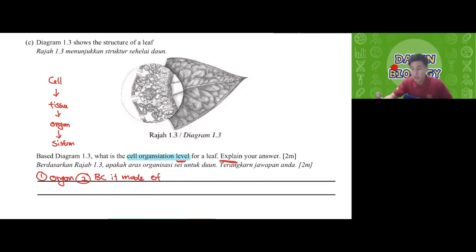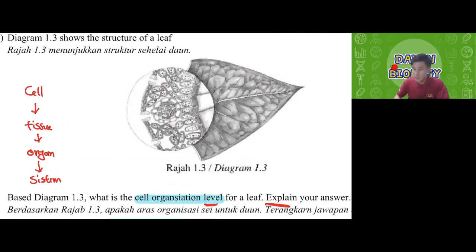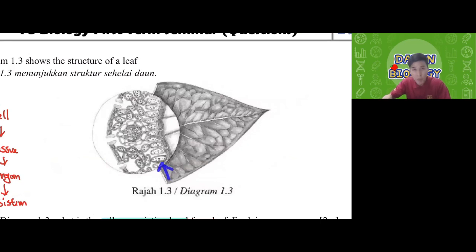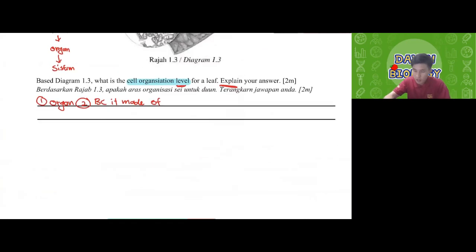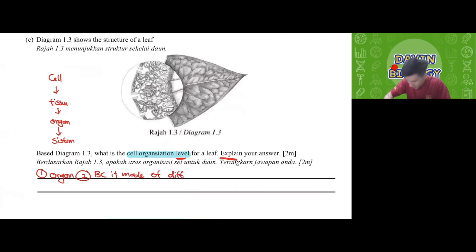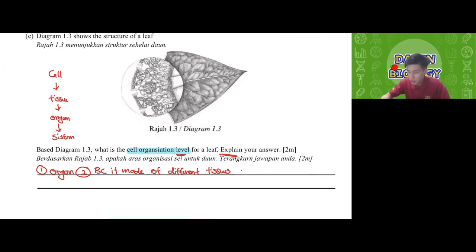In an organ, you have different tissues. You see, you have the palisade mesophyll, the spongy mesophyll, the vascular tissue, the epidermis, different tissues forming an organ, right? Made up of different tissues. Then the second point, which work together to carry out a specific function.